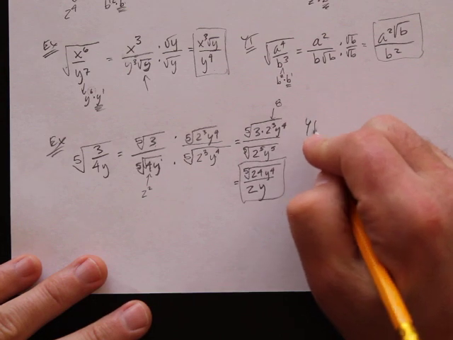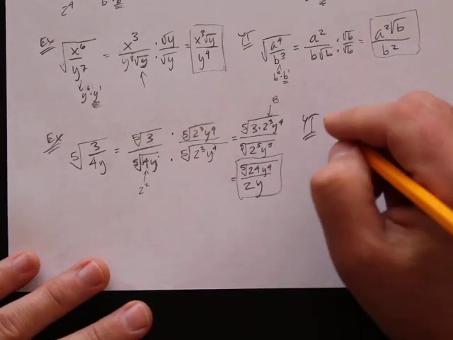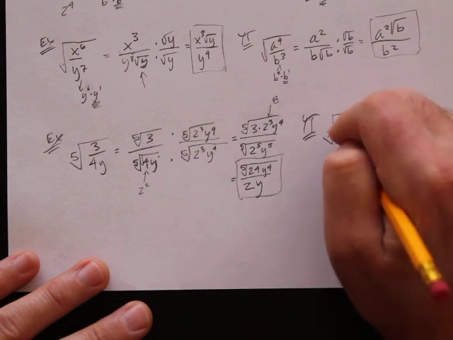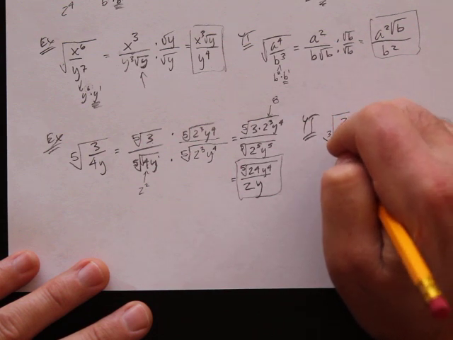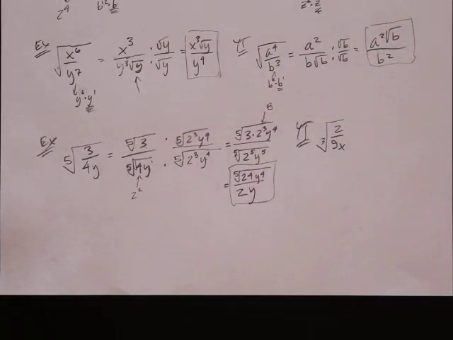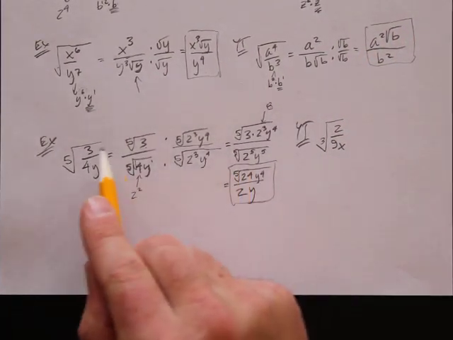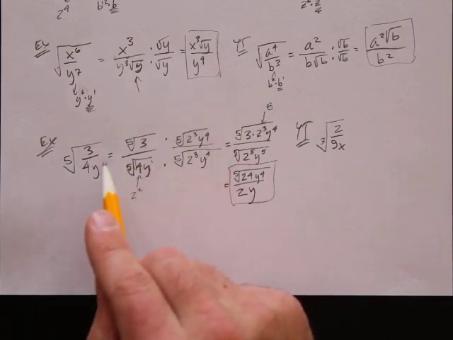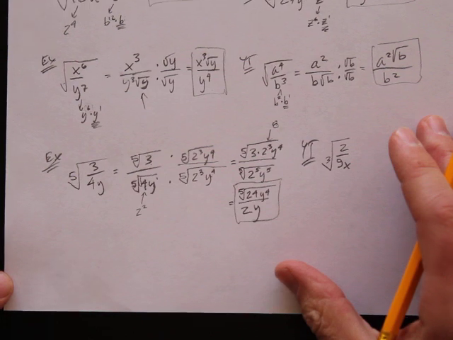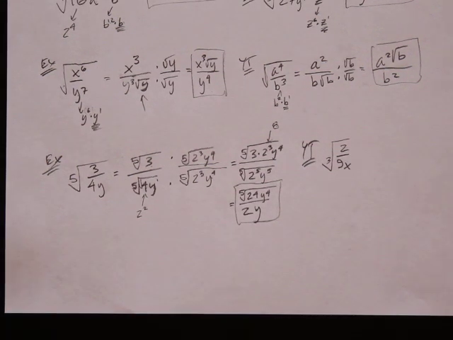All right, you try. The cube root of 2 over 9x. Okay, you try that one. It's very similar to the one we just did here. And let's see how you do. Go ahead and pause and get to work.